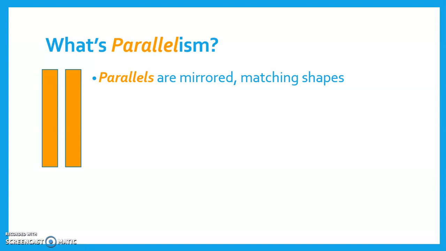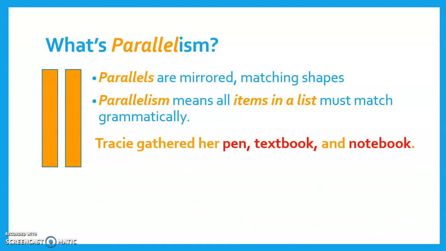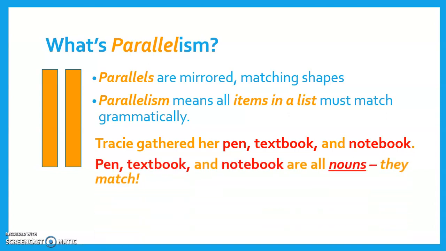They're the same size and shape, same color even. That way of thinking about parallels helps us to understand parallelism in writing, because parallelism means that items in a list have to match up grammatically. They all have to mirror each other and be the same kinds of words or phrases, just like we have the same kinds of shapes and colors in our two bars here on the left. So let's check out an example. Tracy gathered her pen, notebook, and textbook. What do those red words that make up our list have in common? Well, they're all things, right? They're all nouns. So they match. This would be a grammatically parallel sentence.